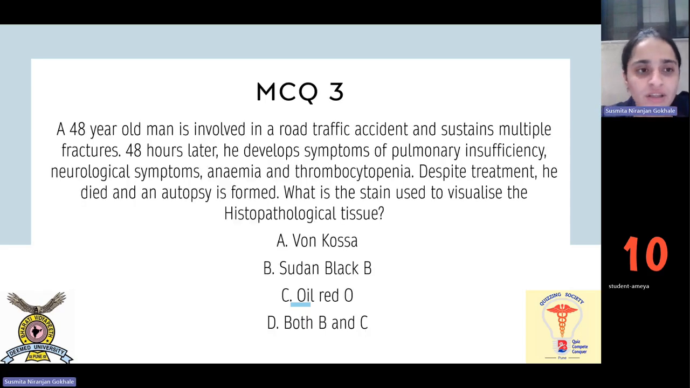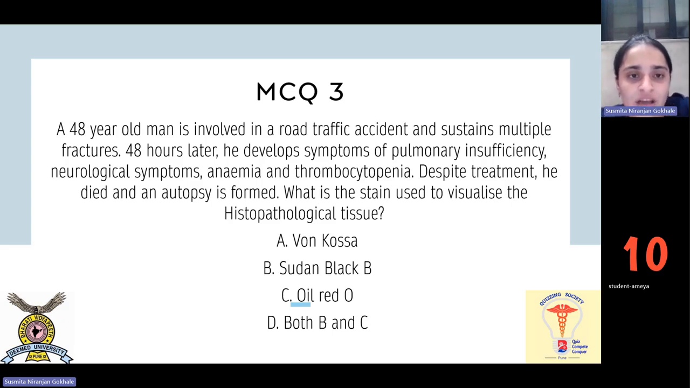Now we have question 3. In this, we'll again read the last line of the question, which is, which stain is used to visualize the histopathological tissue? Option A is Von Kossa, option B is Sudan black, option C is oil red O, and option D is both. From this, I have to have knowledge of the different stains that are used in pathology.